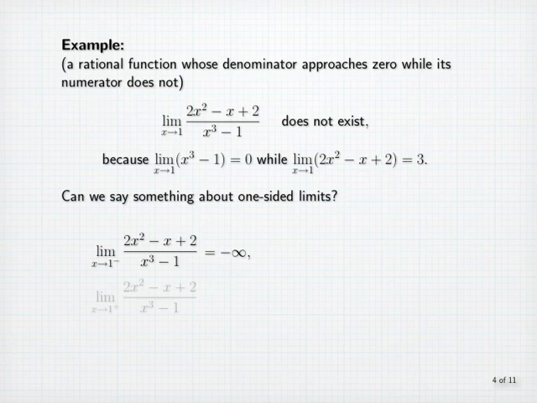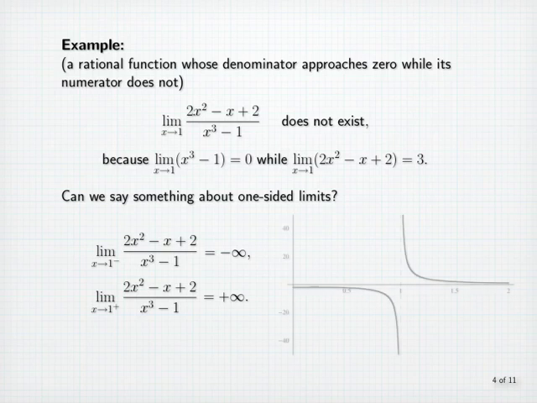Now let's think about the limit as x approaches 1 from the right. If x is close to 1 and greater than 1, then again the numerator is approximately equal to 3, and the denominator is approximately equal to 0, but now the denominator is positive. So the value of the quotient will be large and positive when x is just to the right of 1. And so we conclude that this right-sided limit is equal to plus infinity.